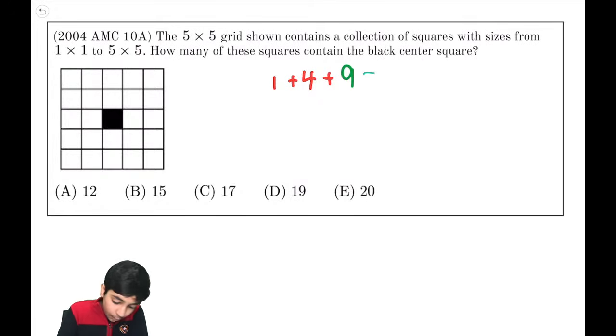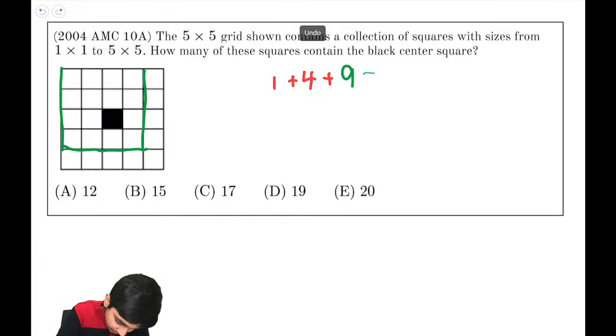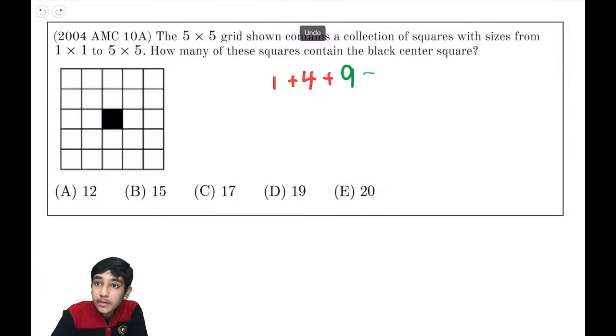And we can also have, for example, 4 by 4 squares. We can have 4 by 4 squares. We have, for example, this square, this square, this square, this square.